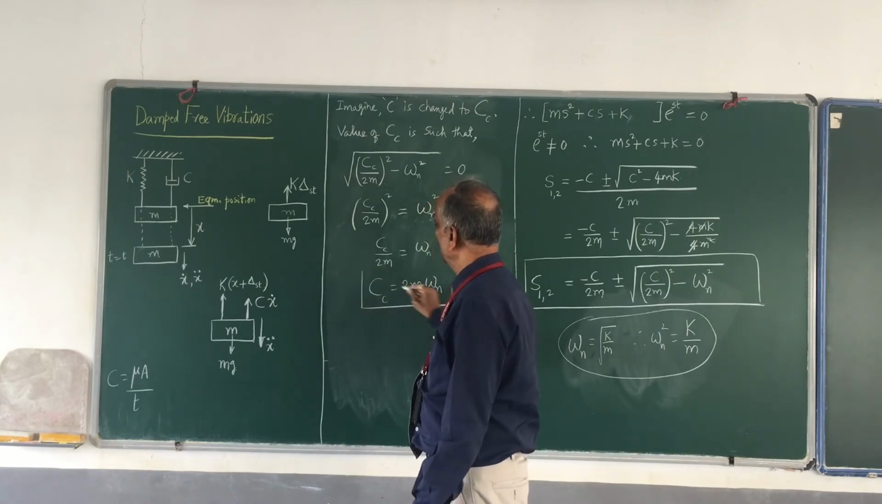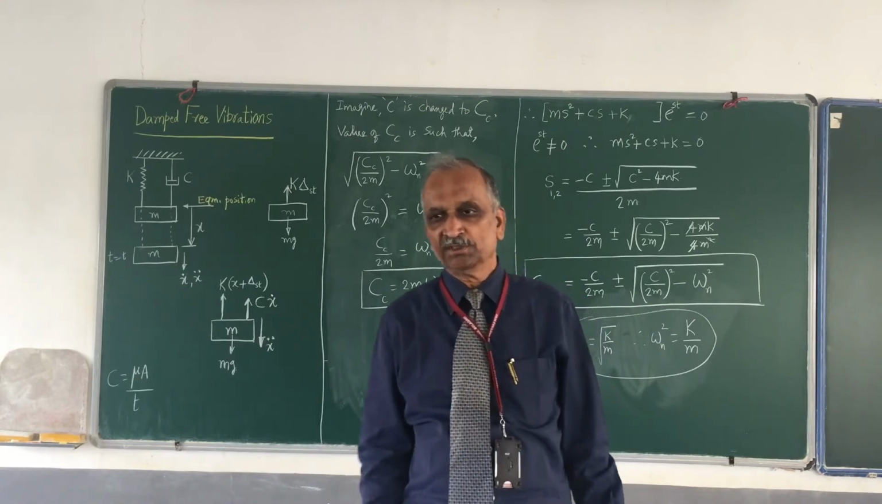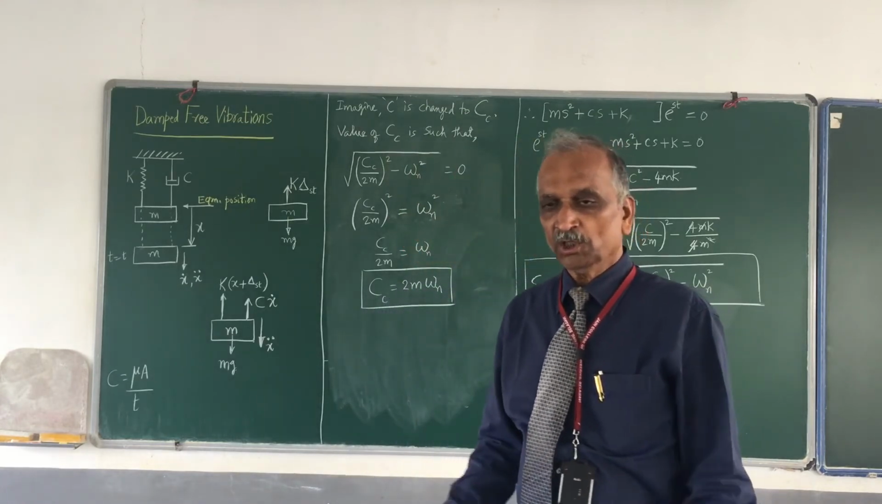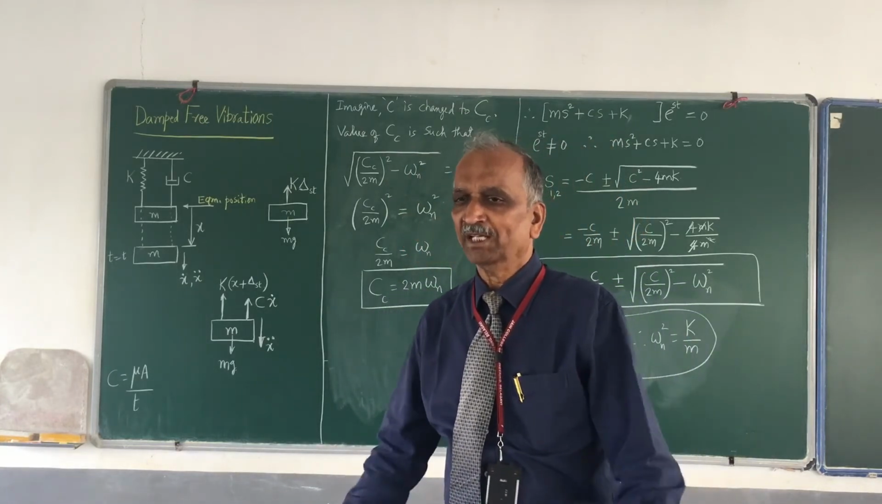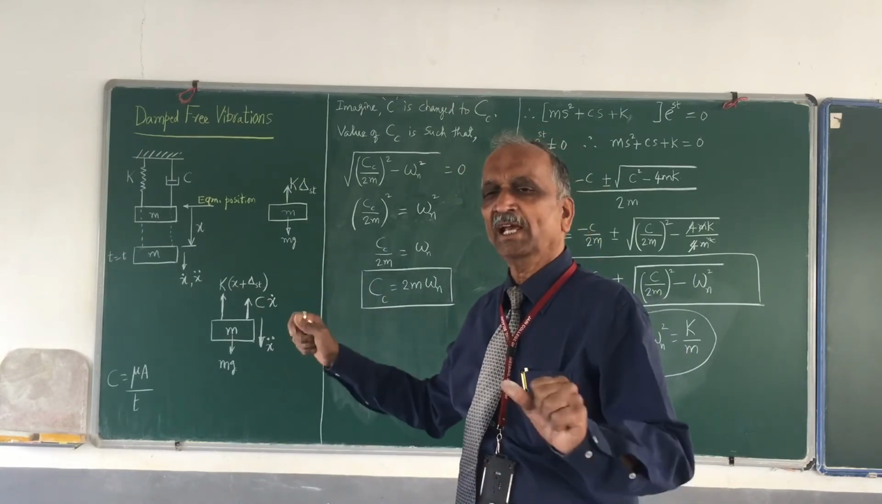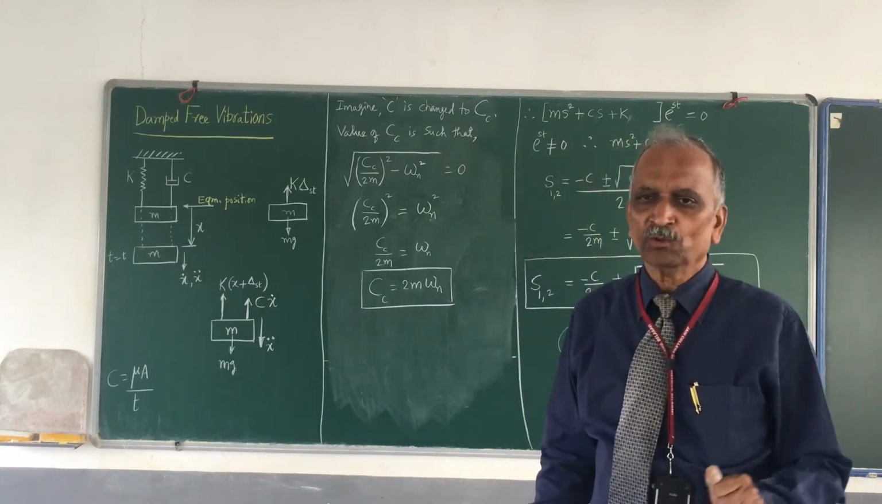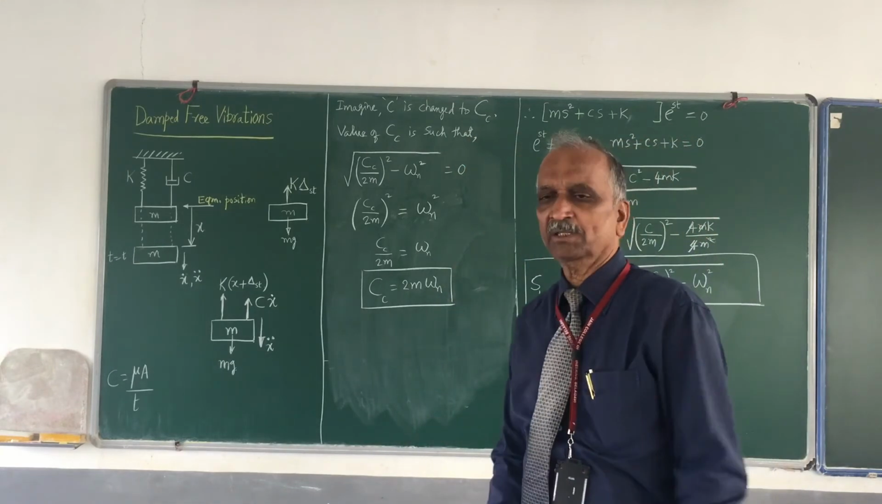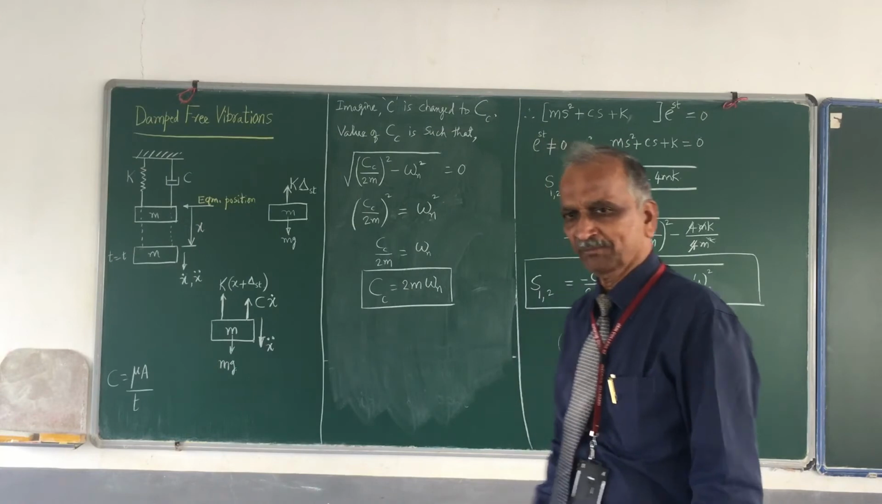Very important. What is the value of the critical damping coefficient? Its value is equal to 2m multiplied by omega n. For any system, there is a critical damping coefficient, and its value is given by 2m into omega n.